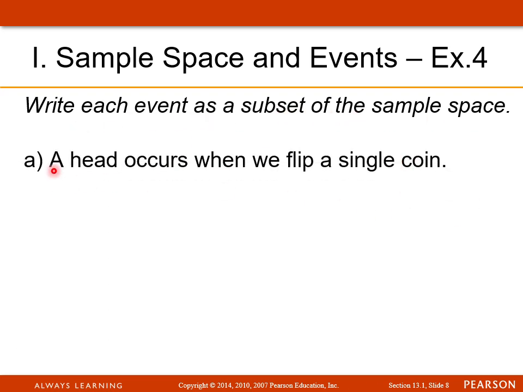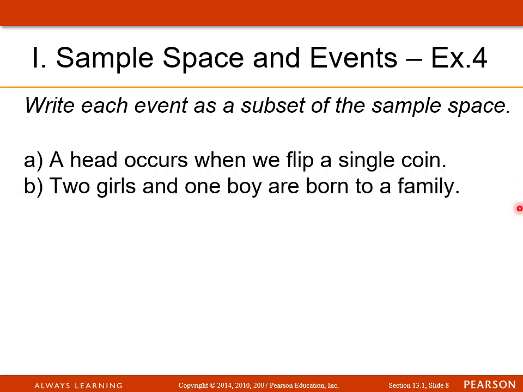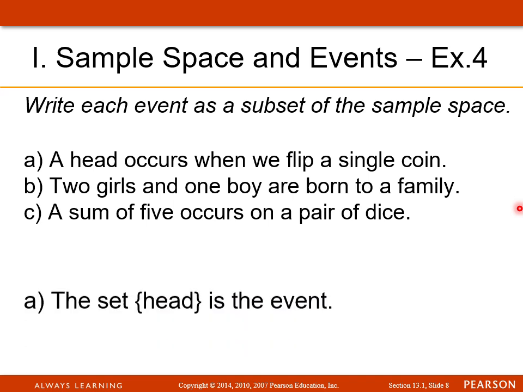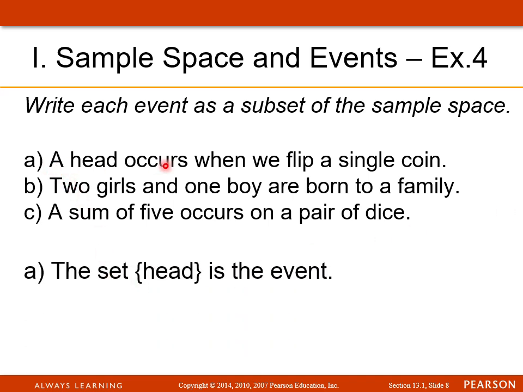So we'll write each event as a subset of the sample space. So first we're going to look at a head occurs when we flip a single coin. Then we're going to look at 2 girls and 1 boy are born to a family. And then a sum of 5 occurs on a pair of dice. So let's see if we can figure this out. So for the first one, to get a head when we flip 1 coin, well, getting a head is an event. Okay, so there is one way to get a head.